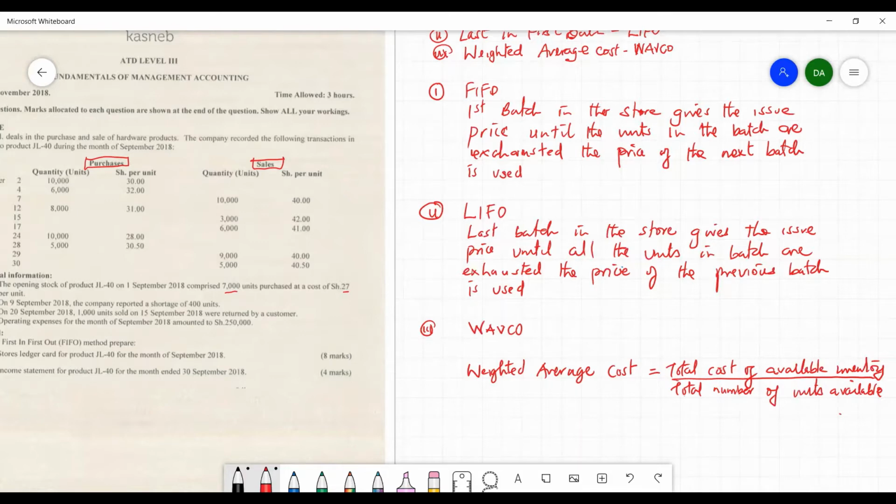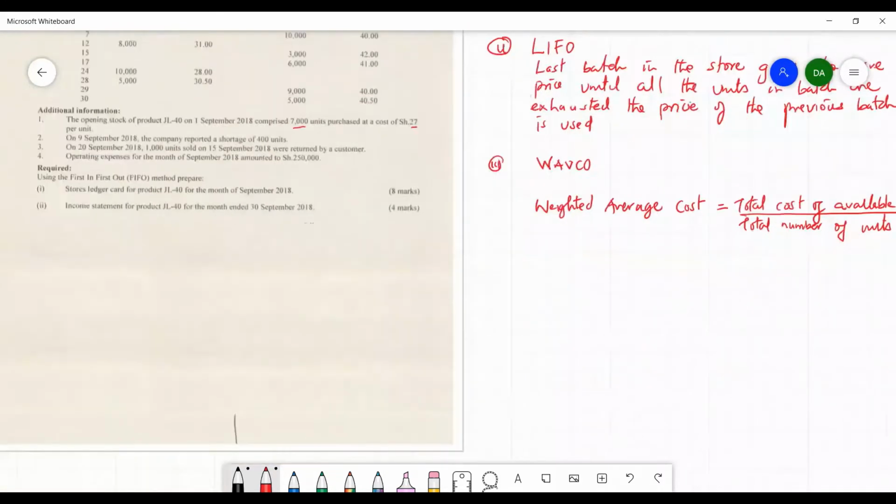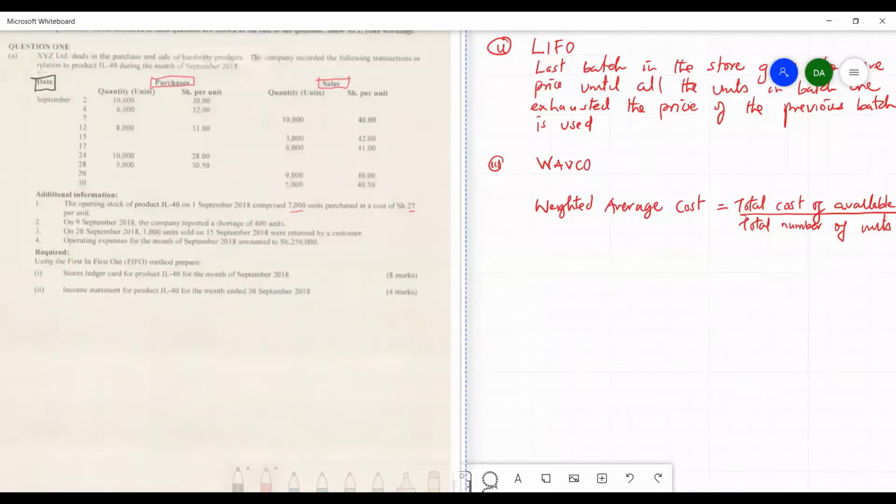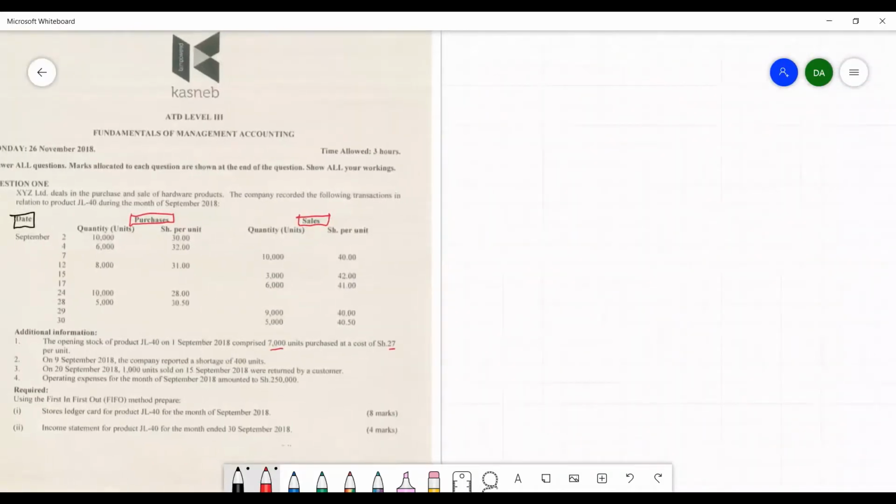To answer the question at hand, we will focus on the first in, first out method, the FIFO method, as follows. We prepare a stores ledger card as required by the question in number 1. And this product is called JL40. So this is a stores ledger card for JL40.